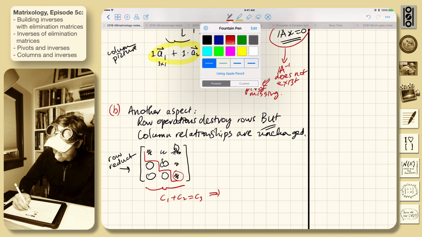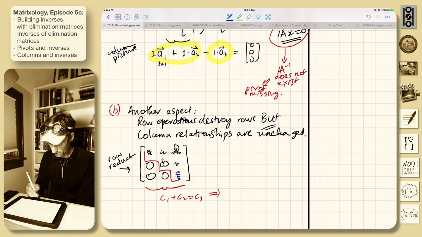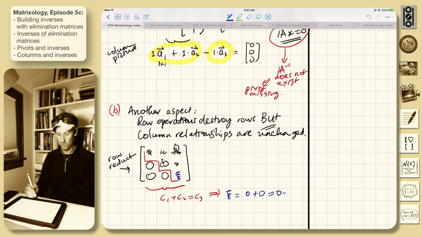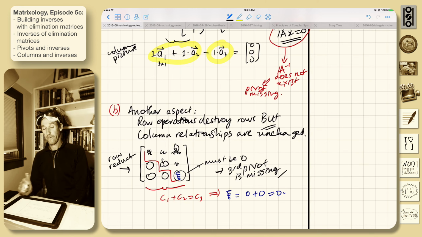So I should call that something. This is a little squircle. And that little squircle equals 0 plus 0, which, as we are familiar with, is 0. So this would mean this is a missing pivot. That fits again. So this must be 0, which means the third pivot has gone missing. And there's a case for Hercule Poirot, if he is so inclined.